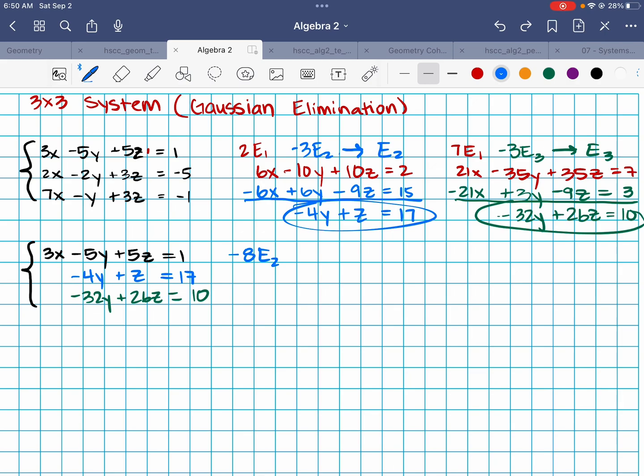All right, so we're going to go negative 8 times negative 4. That's going to give us 32. So we have 32y. Negative 8 times z is negative 8z equals, and then we have negative 8 times 17. I believe that comes out to negative 100 and, let's see, 80 and 56, 136. And then what we'll do is we're actually not going to multiply anything to E3. We're just going to keep E3 exactly as it is. And I like to put a plus sign just to show that they are being combined. So we'll do negative 32y plus 26z equals 10.